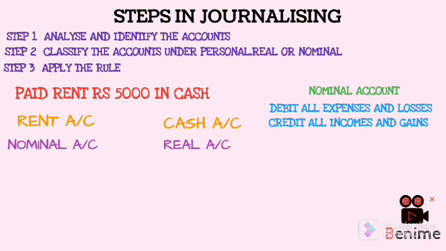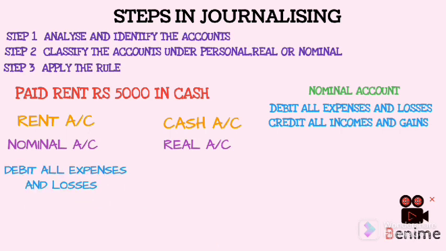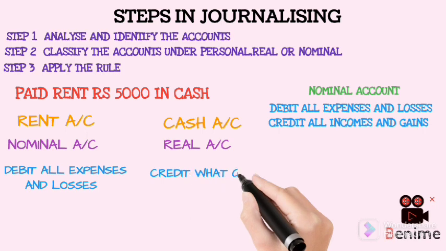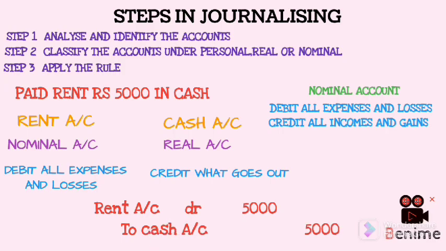We know that rent is a nominal account. We paid for it, so it is an expense. As the rule says, debit all expenses and losses. So rent account is to be debited, and the rent amount is paid through cash. So cash goes out, right? We know that cash is a real account. As the rule says, credit what goes out. So cash account is to be credited. Rent account debit to cash account.